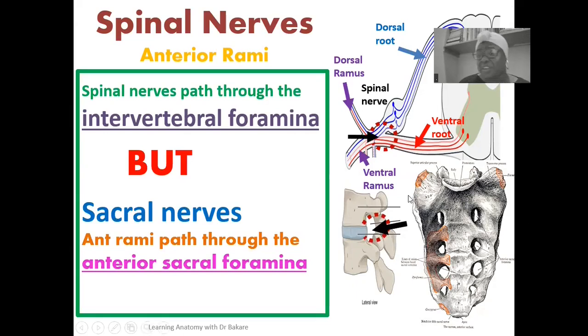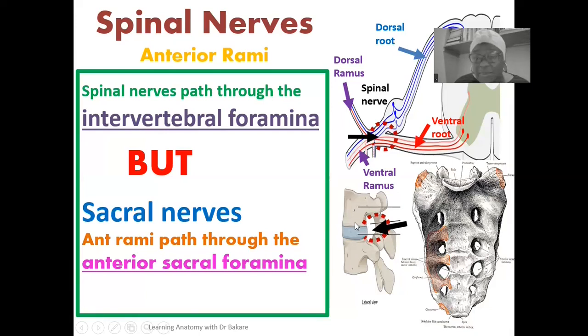If you look at the configuration of the sacral bone, you see that the foramina are created on the anterior surface and also at the posterior surface. But when you look at the alignment of other vertebral bone, this is not the anatomical position of the vertebral bone. This is the side view, so as to be able to visualize easily the intervertebral foramen.